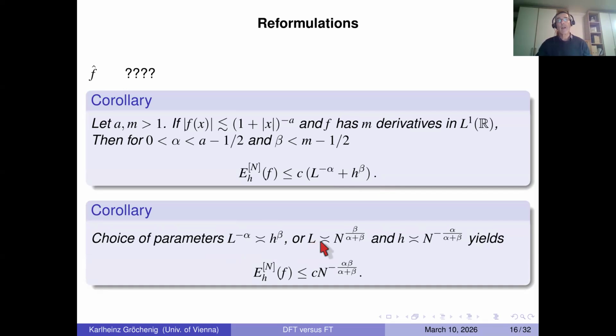If you do the arithmetic, then L is of the order N to the beta over alpha plus beta. And the step size h should be N to the negative alpha over alpha plus beta. So L to the negative alpha gives you this here. N to the beta gives you the same. So if you choose these two parameters appropriately, then you get an estimate of the error in terms of the number of samples involved. Number of samples involved tells you how you choose the step size and the length of the sample interval. You see again, this is symmetric in time and frequency. You could do that any way you want, but this is the optimal choice of increment and length of sample interval.